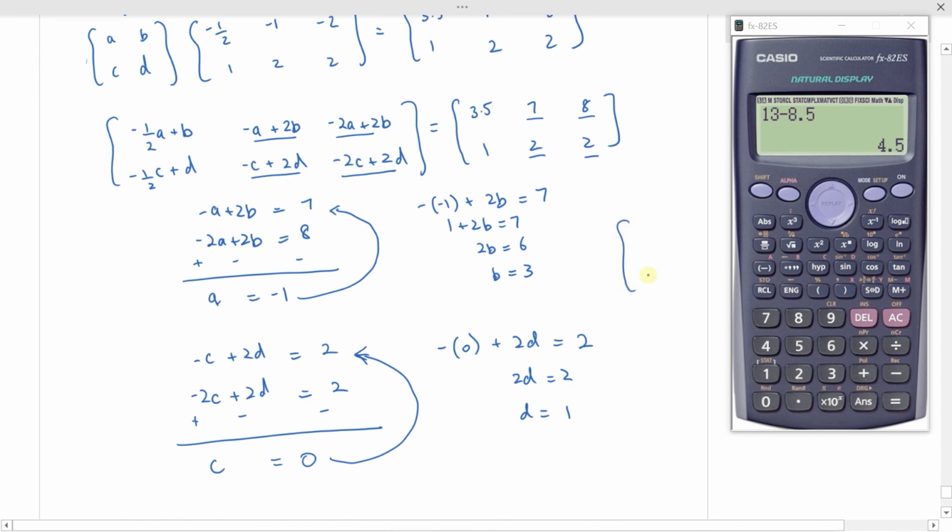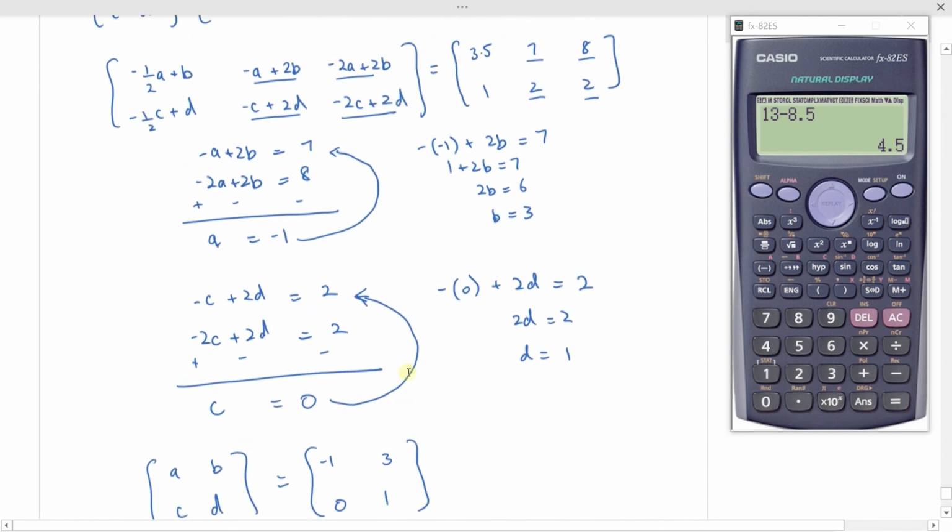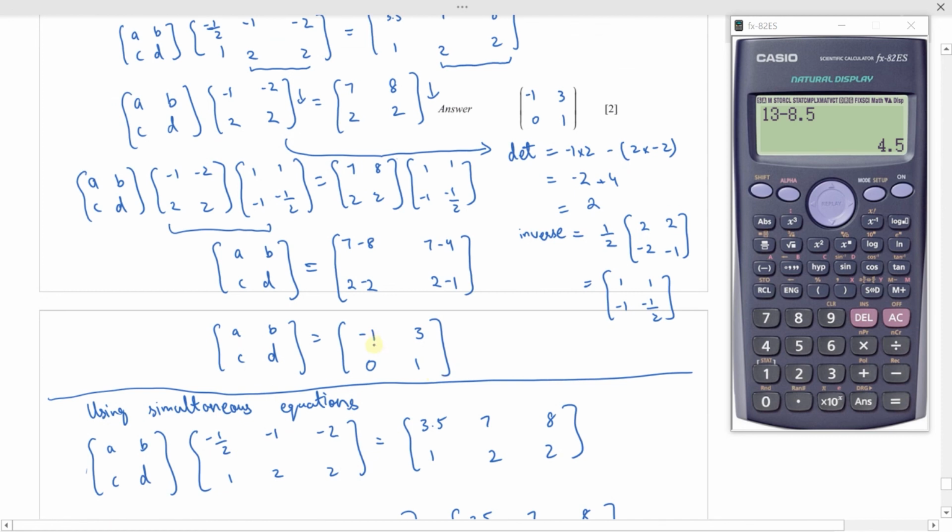So your matrix was, in fact, let me bring it down a little bit. So your transformation matrix was A, B, C, D that you defined at the start. And now your value of A is what? Minus 1. B is 3. C is 0. D is 1. So you get the same answer, minus 1, 3, 0, 1. And you got the same answer, minus 1, 3, 0, 1, from the matrix method as well.